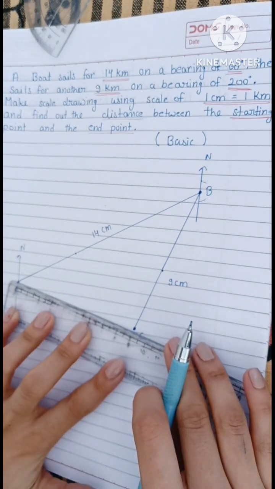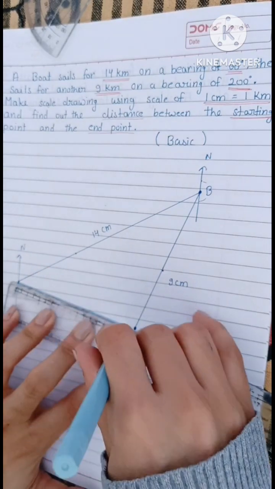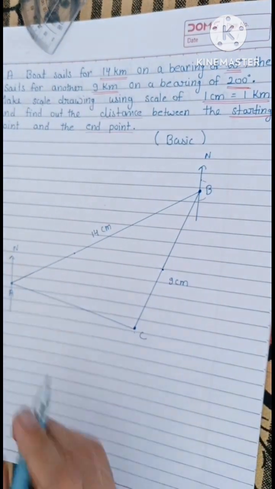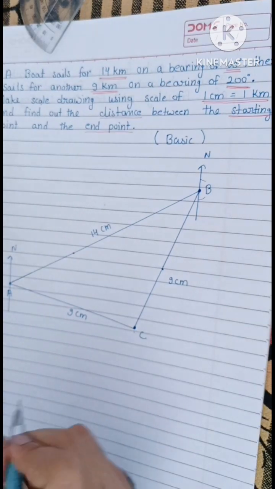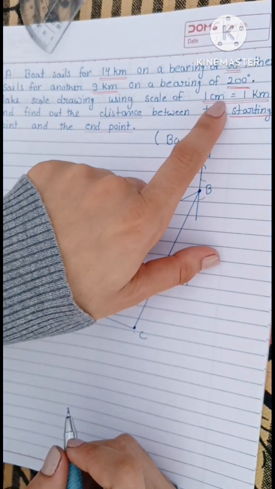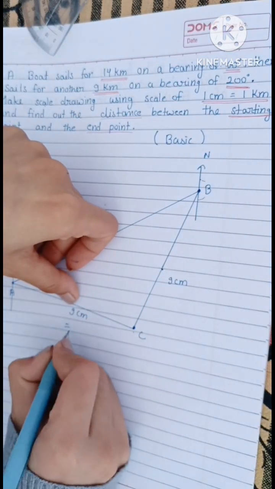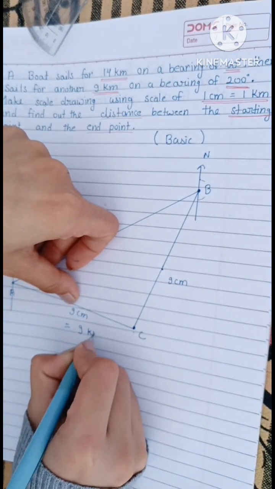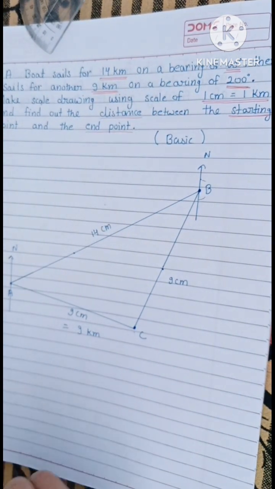And this distance is 9 centimeters. The distance is 9 centimeters, and as we are using a scale of 1 centimeter is to 1 kilometer, my 9 centimeters must be representing 9 kilometers. So that's the distance from my starting and end point.